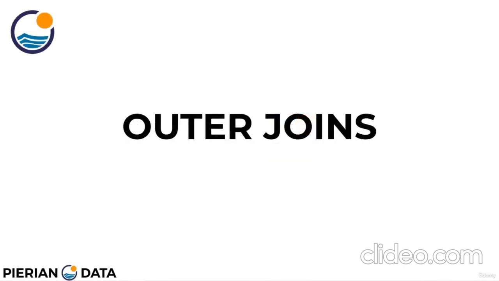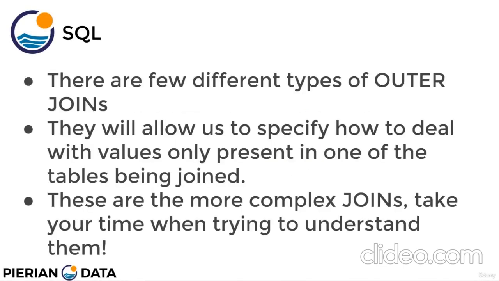Welcome everyone to this series of lectures on outer joins. So as I mentioned, there's a few different types of joins, and one of the subsets of these types of joins are outer joins. And there's actually a few different types of outer joins. Outer joins essentially allow us to specify how to deal with values only present in one of the tables being joined. And these are more complex joins than the simpler inner join, which is essentially the default join, where you only grab rows present in both tables.